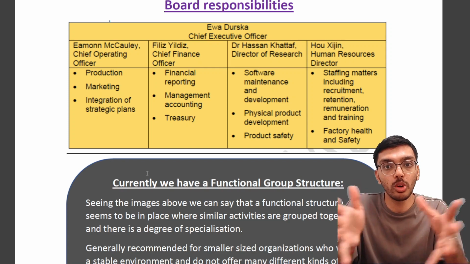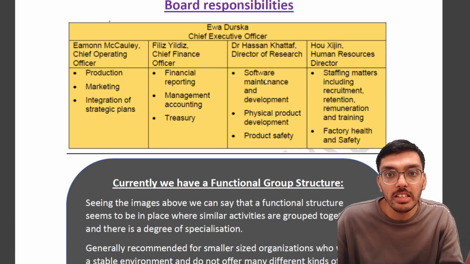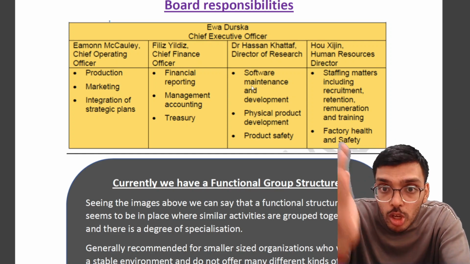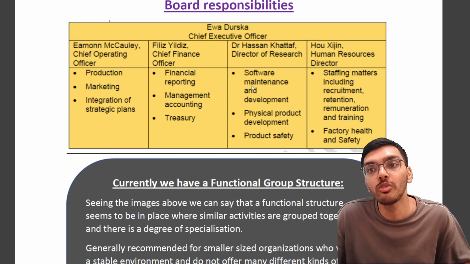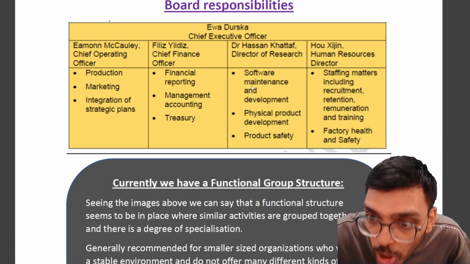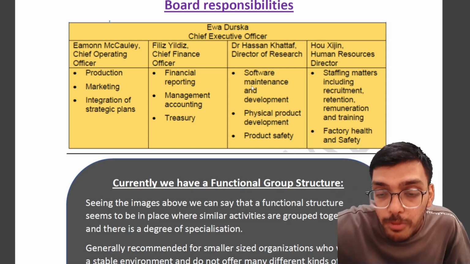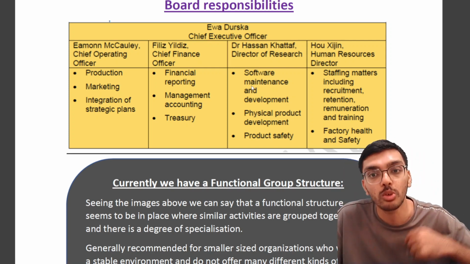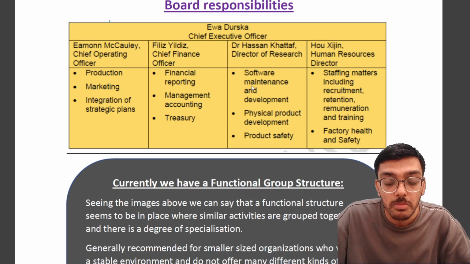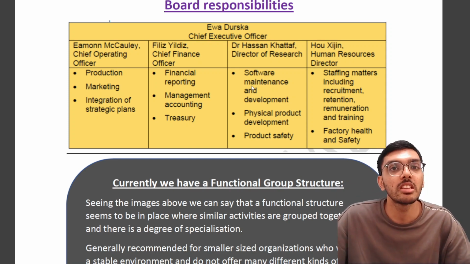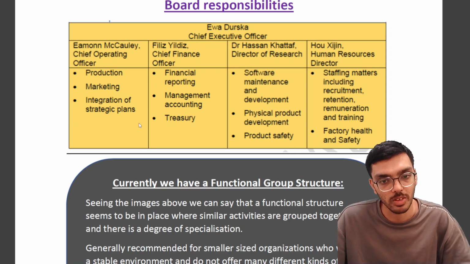So if you look at software maintenance and development, which I will term the IT section, it could be something that is moved under the role of a chief information officer if we were to invest in that, if we were to know the importance of that, if we were to look into investing in a big data system. So that is one suggestion and one thing which I noticed in this structure that they've given us.